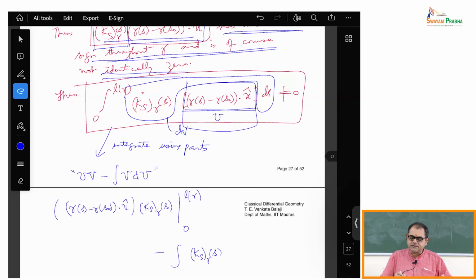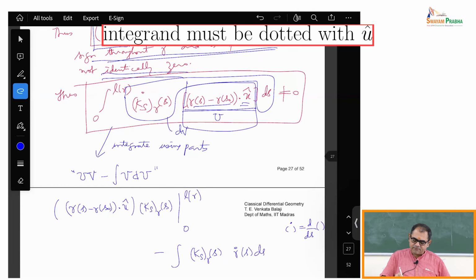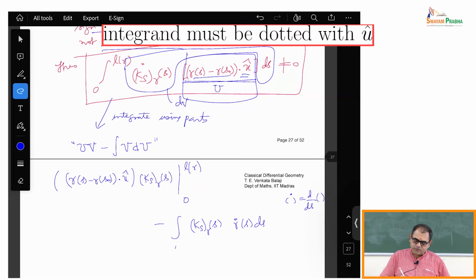If I differentiate this, notice that u cap is a constant vector. Therefore, I only have to differentiate gamma of s minus gamma of s naught. Gamma of s naught is also a constant vector, so I will just get gamma dot of s, where of course dot means d by ds. So I will get gamma dot of s ds, and I will get from 0 to L of gamma.